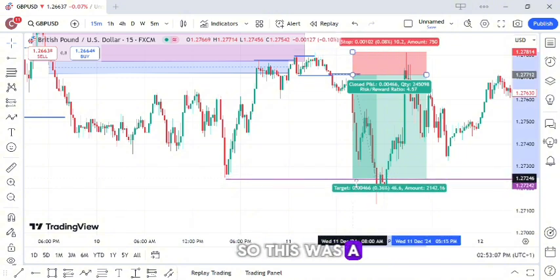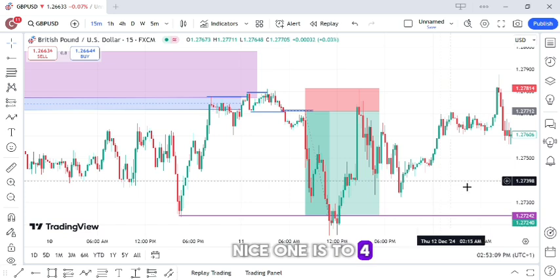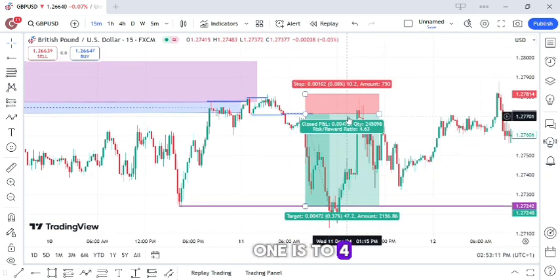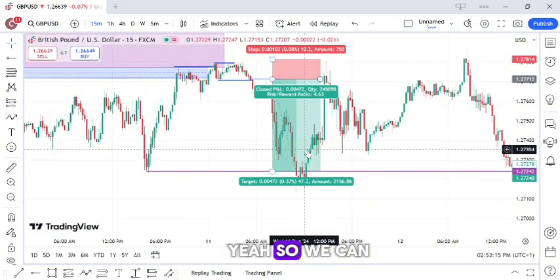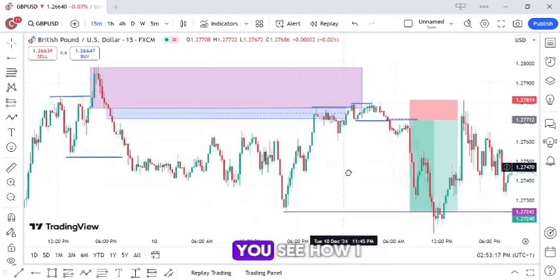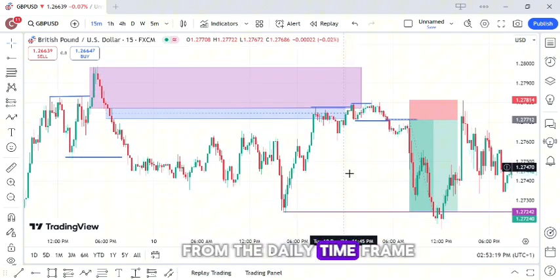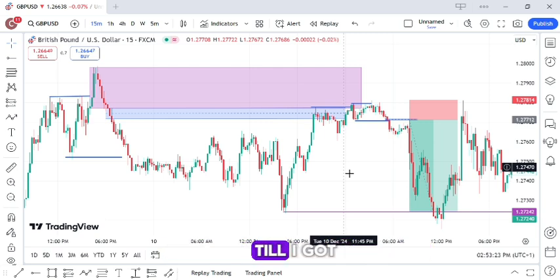So this was a nice 1:4. This was a nice 1:4. I took this profit. This was a nice 1:4 trade. Yeah. So we can see this reversal. You see how I waited patiently from the daily time frame. I was marking my point of interest till I got to the 15-minute time frame where I took this trade.